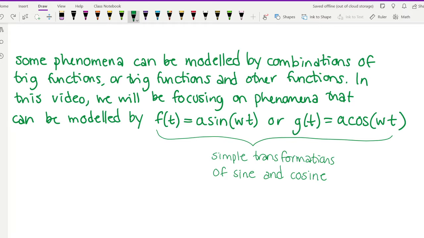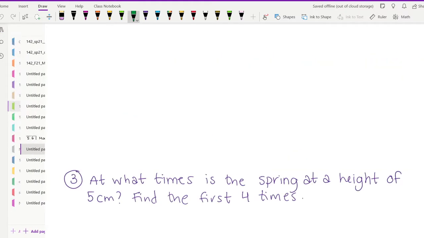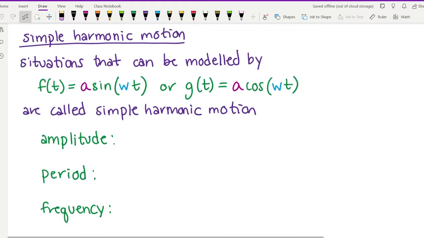But yeah, so let's now get into talking about exactly what simple harmonic motion means and looking at some examples of that. So simple harmonic motion, as I mentioned, is situations that can be modeled by these very simple transformations of sine or cosine. So situations that can be modeled by functions of the form f of t is equal to a times sine of wt, or g of t is equal to a times cosine of wt. Any situation that can be modeled by an equation of that form is called simple harmonic motion.